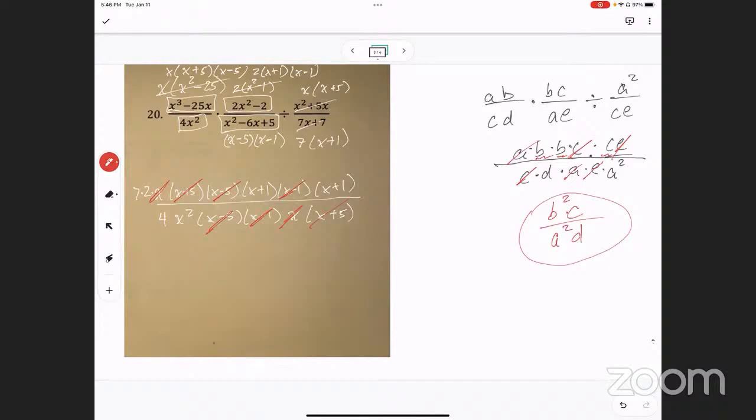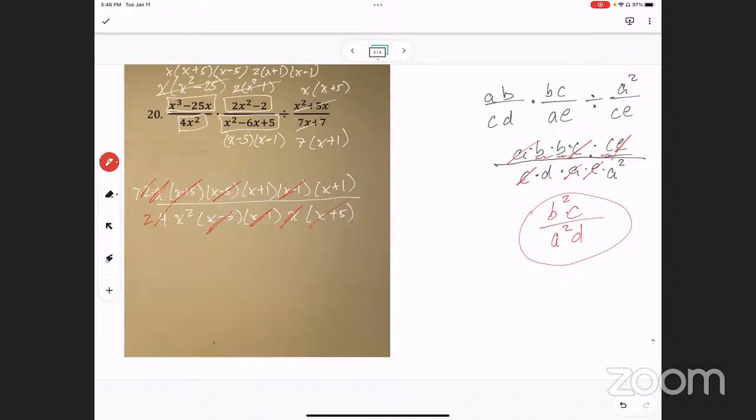So my answer is going to be 7. Oops, sorry, I'm not done. What can I do with 4 and 2? You can, wait, would you divide it? Yeah, I can cancel a 2 out, right? So it just leaves me with the 2 in the bottom.